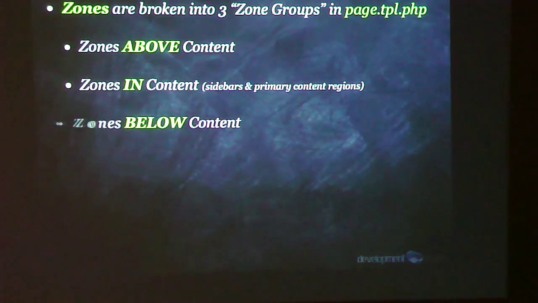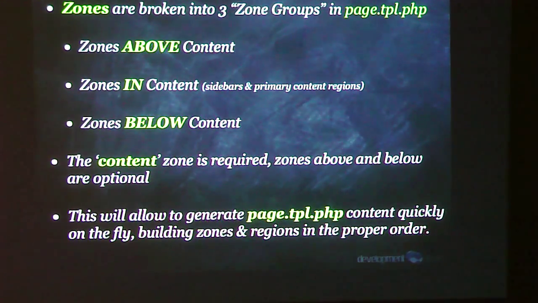So, in creating these zones and trying to do this in a dynamic way, zones had to be broken into 3 groups to go into your page.tpl: zones above content, the content zone, and zones below content. The content zone is obviously required if you're going to have a website. So your main content region, your sidebars, and you can still put many more things in this content zone, but that one is required. What all of this is bringing to light is the ability to generate page.tpl in a very simple way. In Drupal 7, they actually introduced a new template that was html.tpl.php.